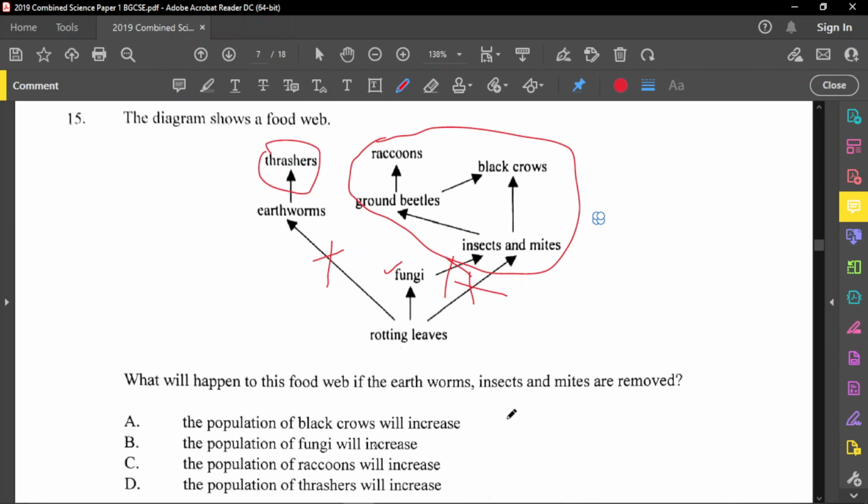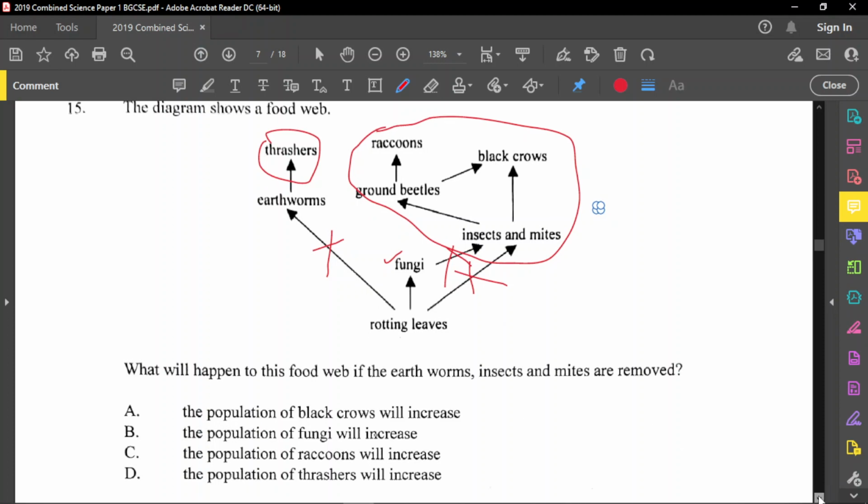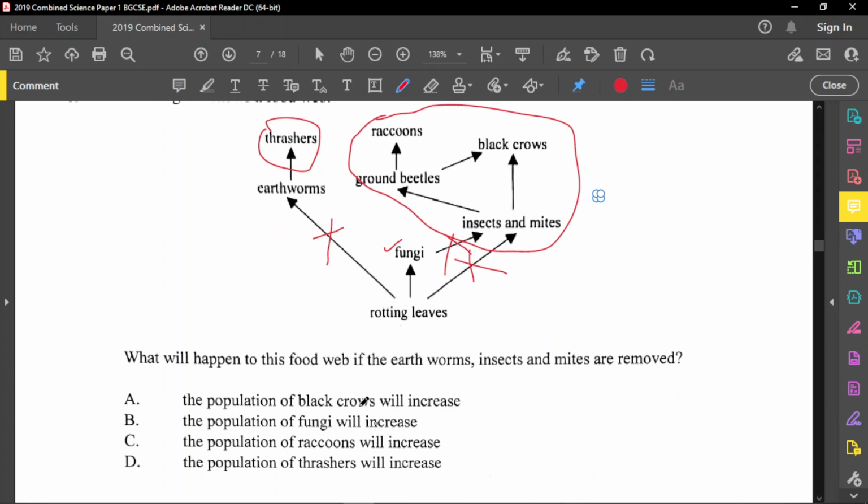All right, so let's talk about what is happening here. Let's get option A. For option A, the population of black crows will increase. Foolishness, because guess what? Black crows will become extinct. No food to eat. Part B, it said here now the population of fungi will increase. All right, what do you think about that? I believe so, that it will increase. Why? Because it is the only thing eating the rotten leaves, so therefore nothing is eating it.